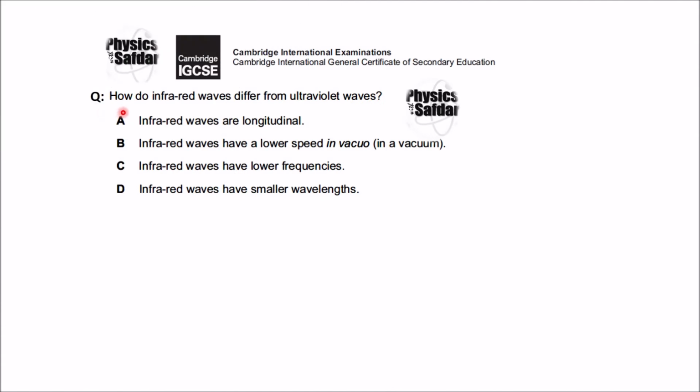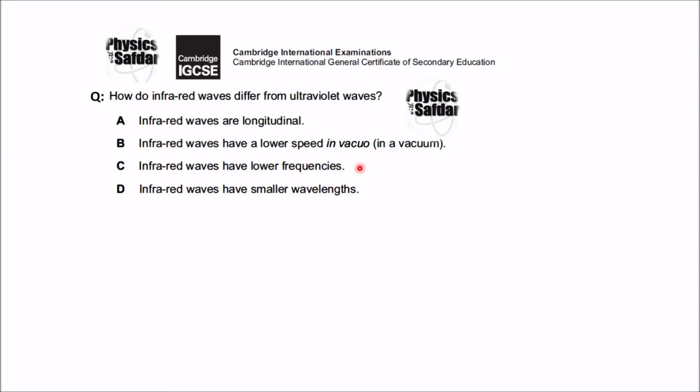Now the question is, how do infrared waves differ from ultraviolet waves? You know well, both are electromagnetic waves, but they have different characteristics, and you need to check which one is the right option. So it starts with option A. Infrared waves are longitudinal. That is not correct. B. Infrared waves have lower speed in vacuum. Not possible, because all electromagnetic waves have same speed in vacuum.